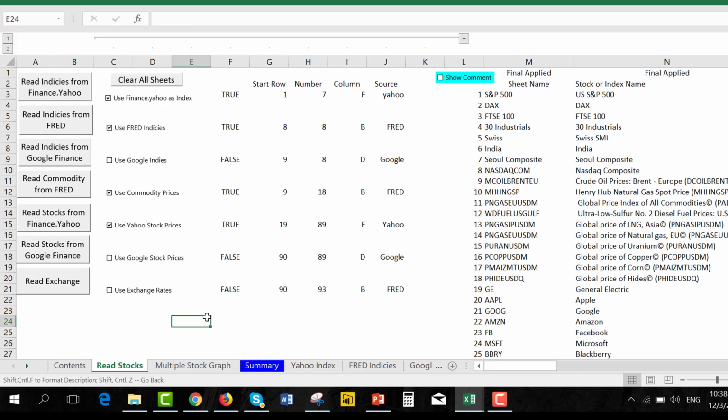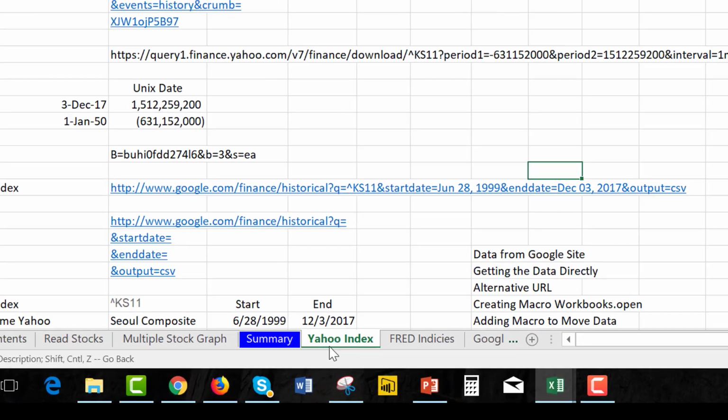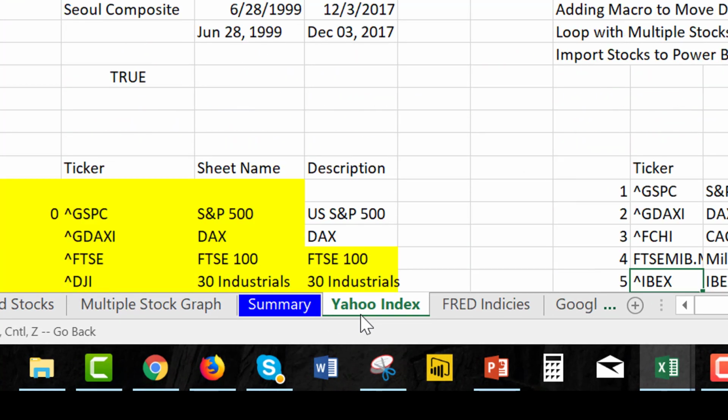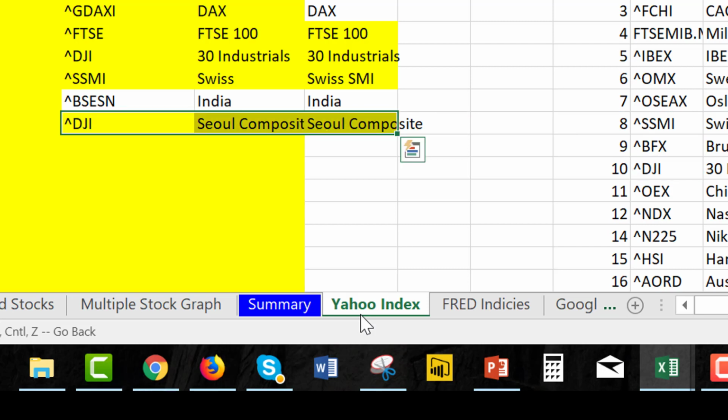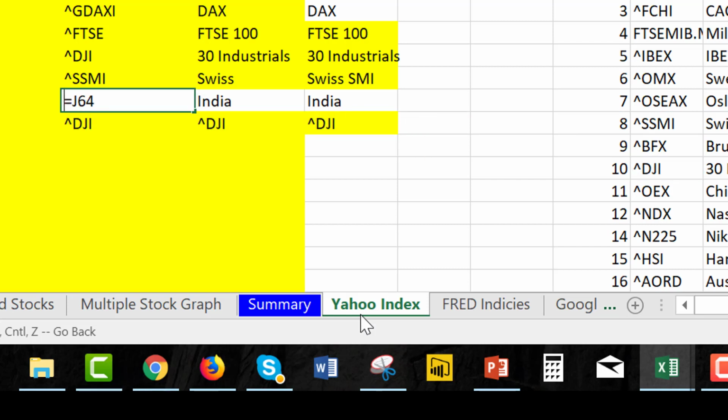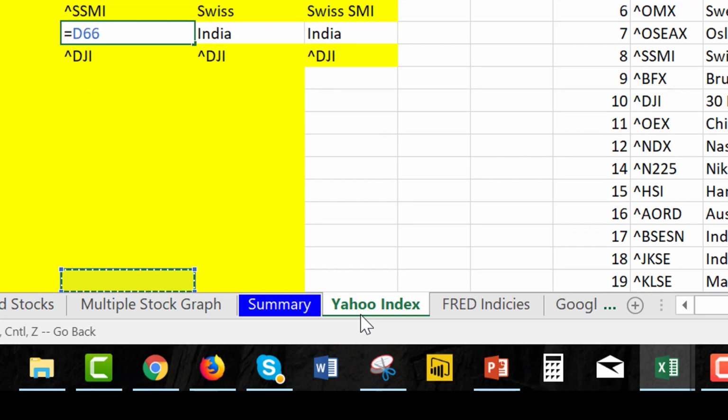So then how do I just go through? Let's say I want to, this time, get some different indices. So right now I've got the Seoul, and I don't want the Seoul. I instead want the Dow Jones for some stupid reason, okay? And here I don't want the India. Instead, I want the Australian index, okay?